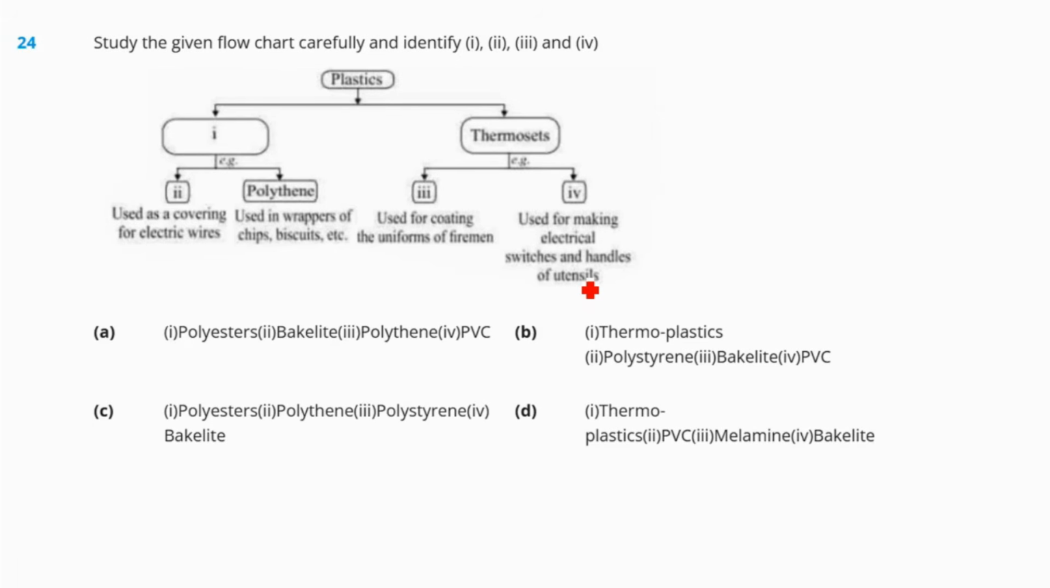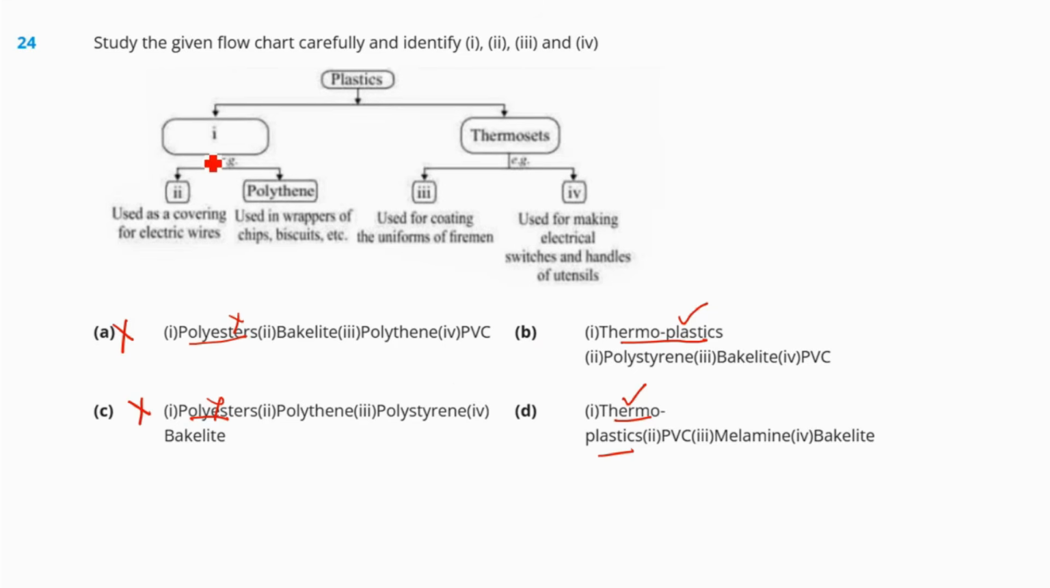Question number 24. Study the given flowchart carefully and identify 1, 2, 3 and 4. Here we can see plastic, thermosets and so on. For 1, we definitely have two types of plastic: one is thermoplastic and the other is thermosets. So 1 is thermoplastic, polyester is wrong. Option A and option C are the incorrect ones. We have to find out between B and D.